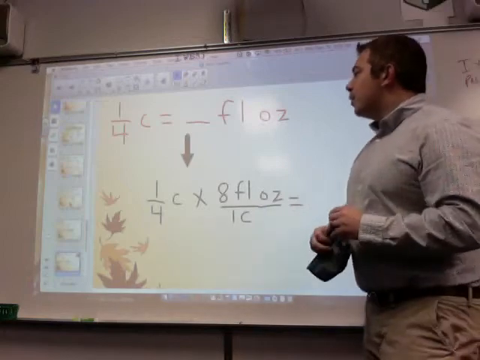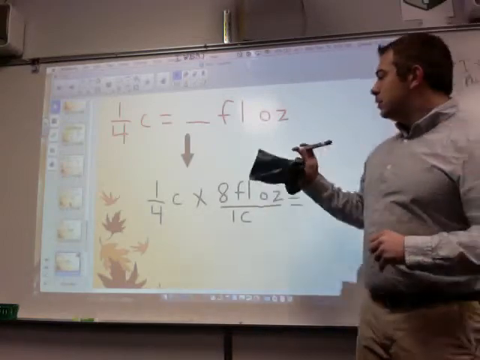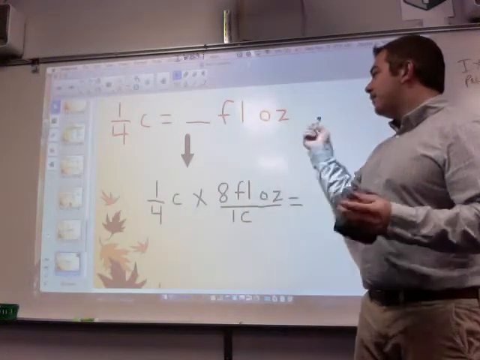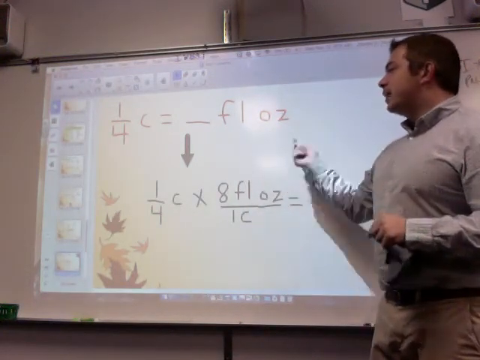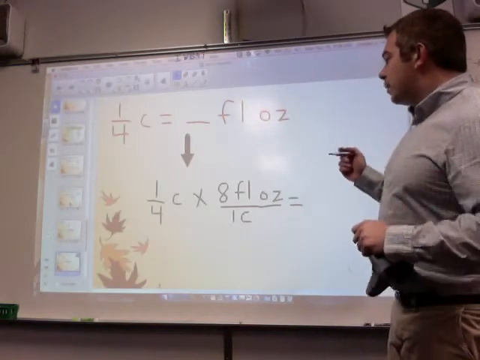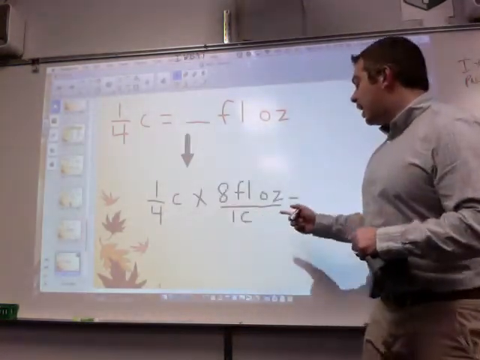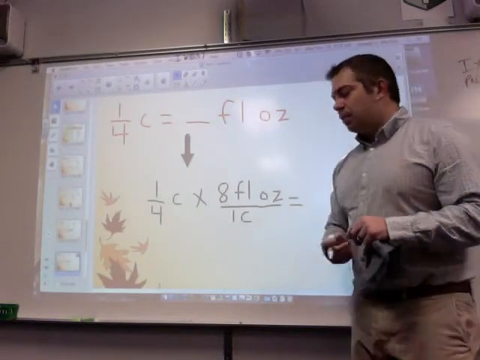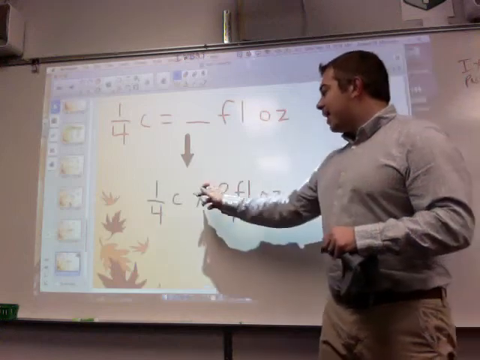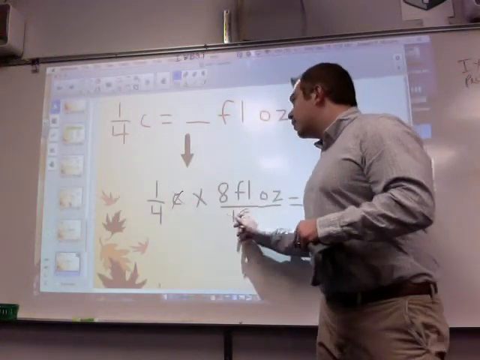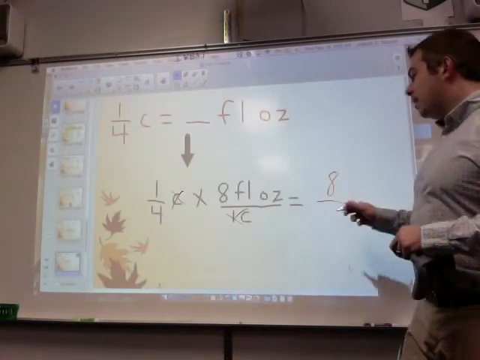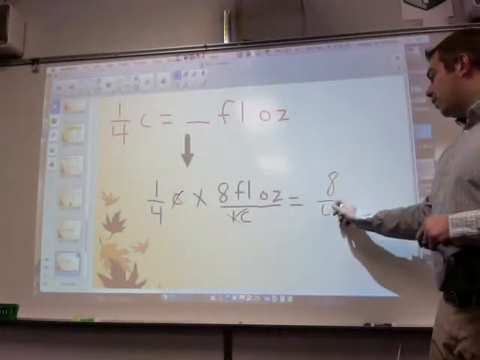All right, one more. So I have 1/4 cups equals how many fluid ounces? FLOZ stands for fluid ounces. Okay? So here we go. I want to cancel out cups, and I know it's 8 ounces per 1 cup, and my cup is on the bottom because I want to cancel this cup out. So now I'm left with 1 times 8, which equals 8, and 4 times 1, which equals 4.